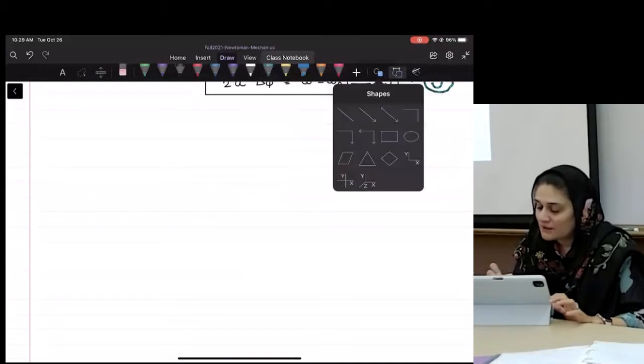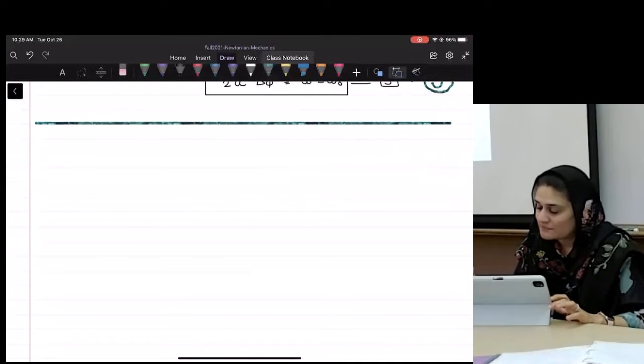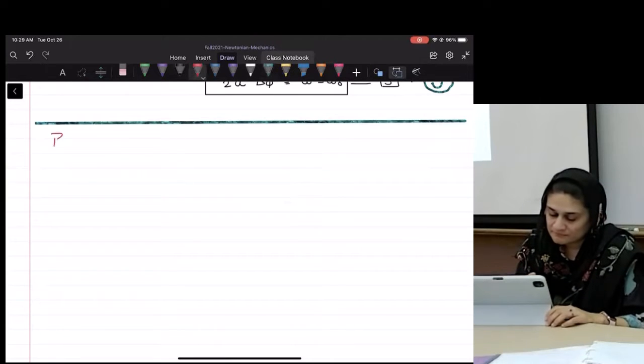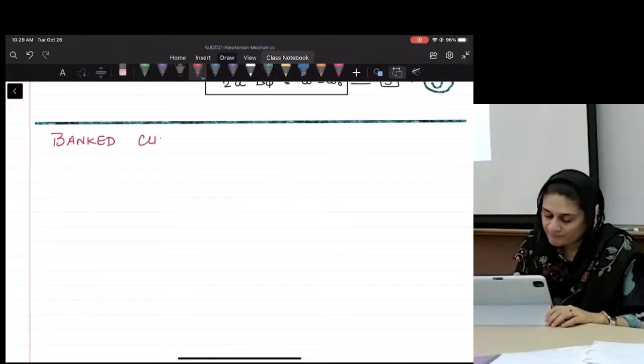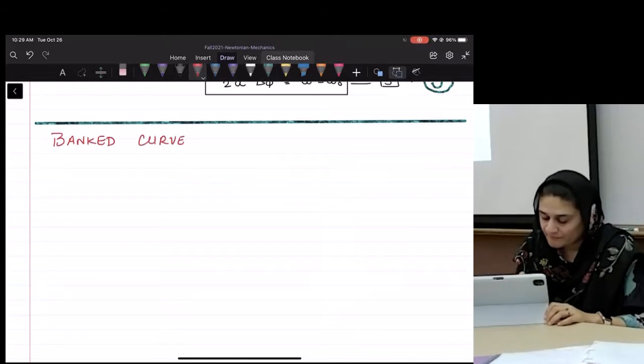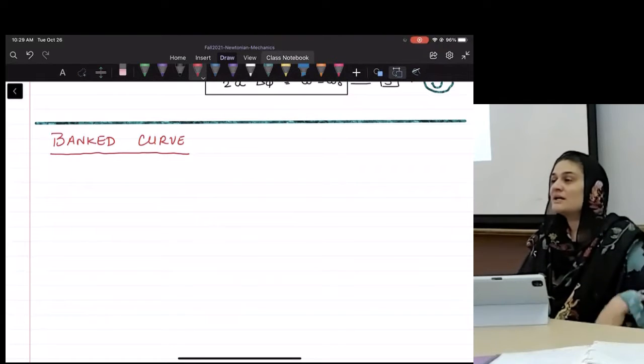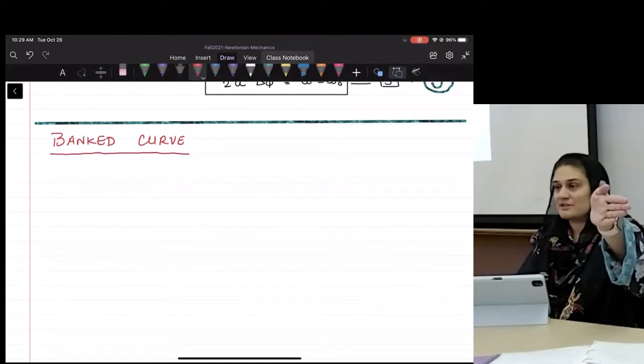Okay, now I want to talk about banked curves. What is a banked curve? Why do we use it? Banking is done on roads, especially when there are big turnings, right?